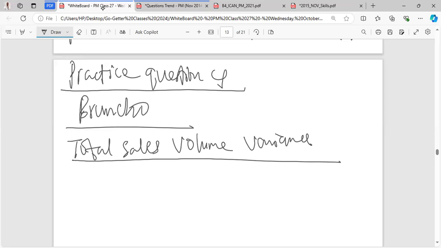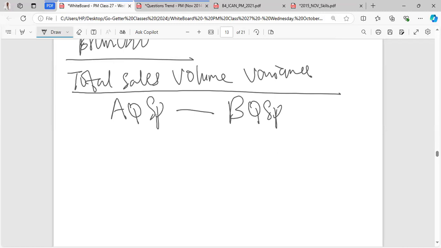So we say actual quantity times standard price. For this one, we can also call it standard contribution minus budgeted quantity times standard price. We can use contribution margin. What is the actual quantity that was sold?